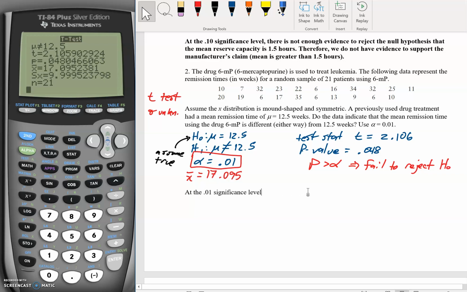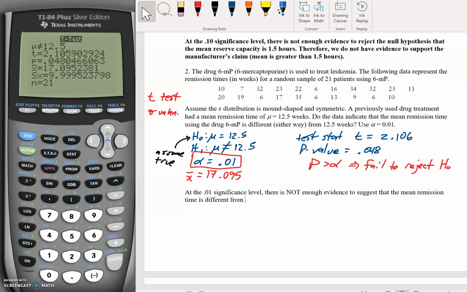So at the 0.01 significance level, there is not enough evidence to suggest, right? What does it mean if we fail to reject the null hypothesis? It means we do not have evidence for the alternative. So there is not enough evidence to suggest that the mean remission time is different from the historical value of 12.5 weeks.